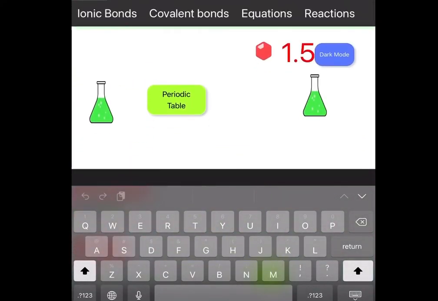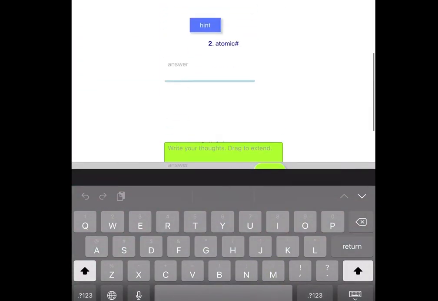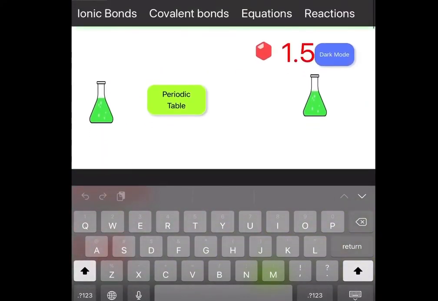Now let's move on to elements. I'm going to go to the navbar.